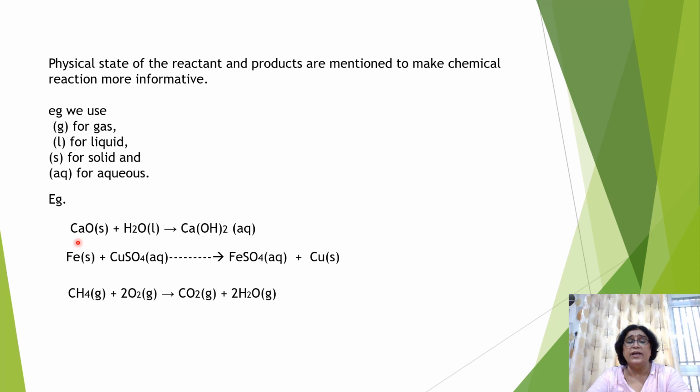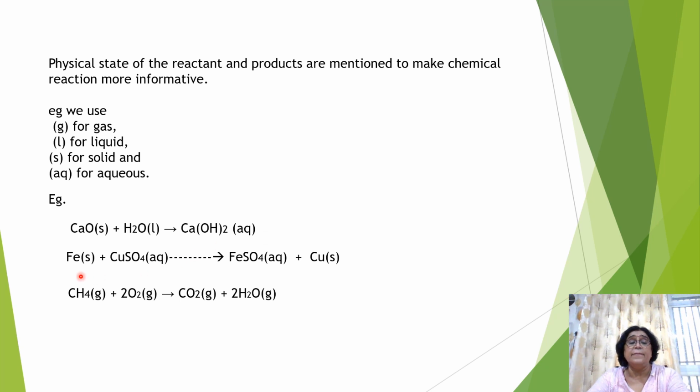Okay, so the chemical reaction becomes more informative if the physical state of the substances of the reactants and products is mentioned. So calcium oxide, if it is a solid, we write S in bracket near the reactant, and if another reactant is a liquid, H2O, you write L in bracket. Put an arrow which separates the reactants and products, and then calcium hydroxide is formed, which is aqueous. Aqueous means something dissolved in water is called aqueous. Clear? So calcium hydroxide aqueous is formed. So when I am writing the states, this reaction becomes more informative.